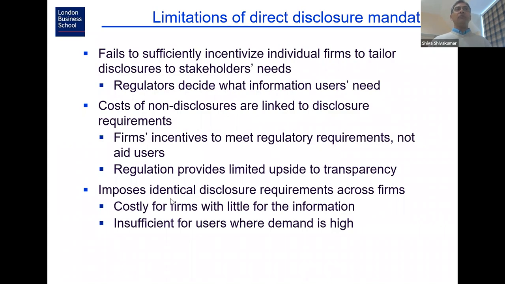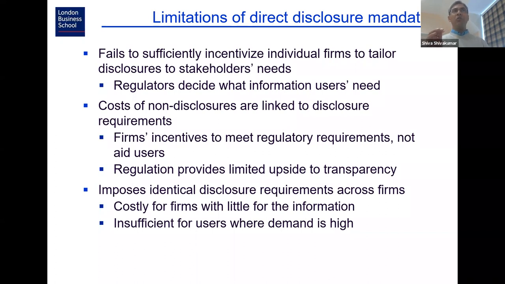But as many studies have previously shown, the quality of the disclosure is not just dependent upon mandating or rules, but the quality is often decided by the incentives that firms have to disclose such information. And mandatory regulation does not create incentives for firms to tailor their disclosures in a manner that is useful to the shareholders.